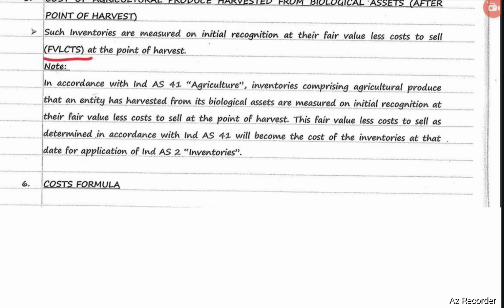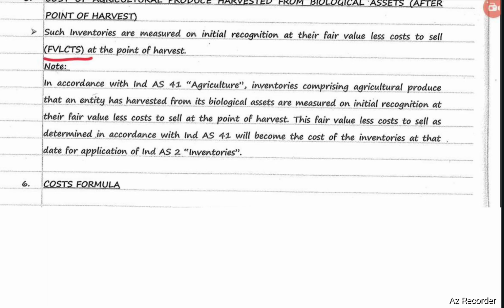The fair value less cost to sell, as determined in accordance with Ind AS 41, will become the cost of inventories at the date for application of Ind AS 2. So fair value less cost to sell will become the cost of inventory as per Ind AS 2. Fair value less cost to sell will be calculated as per Ind AS 41. That will become the cost of inventory as per Ind AS 2.